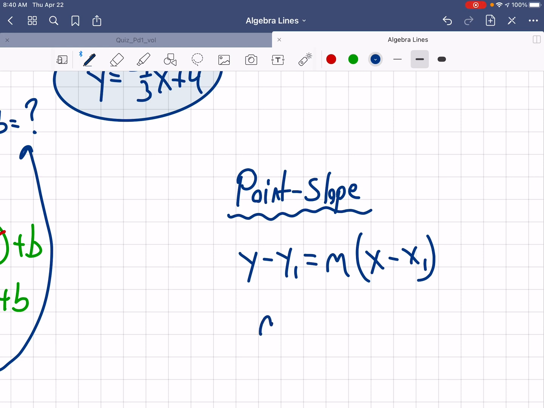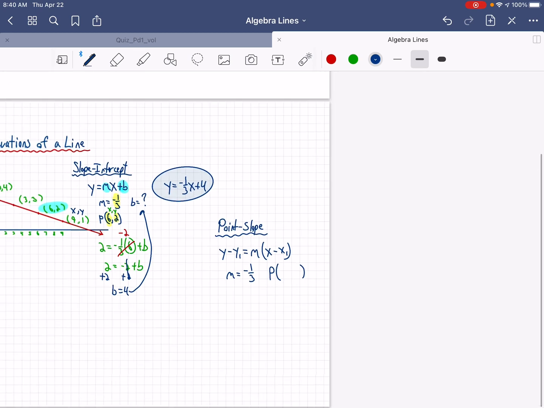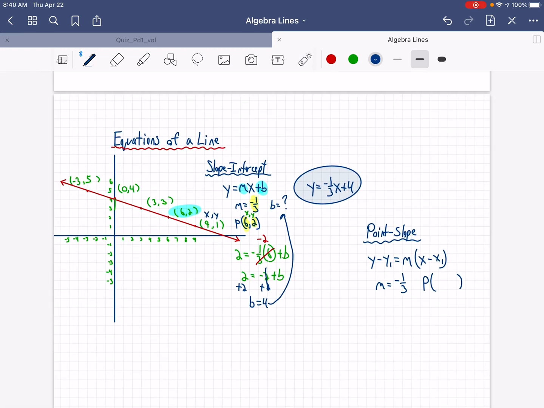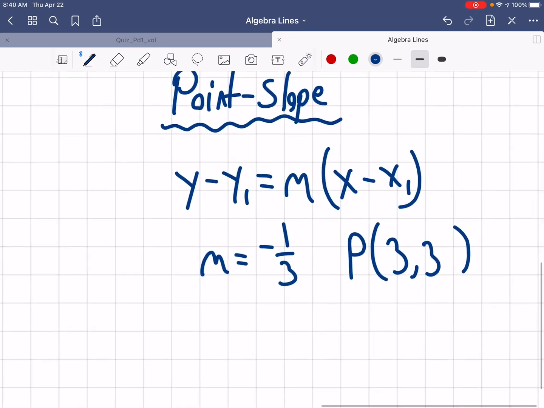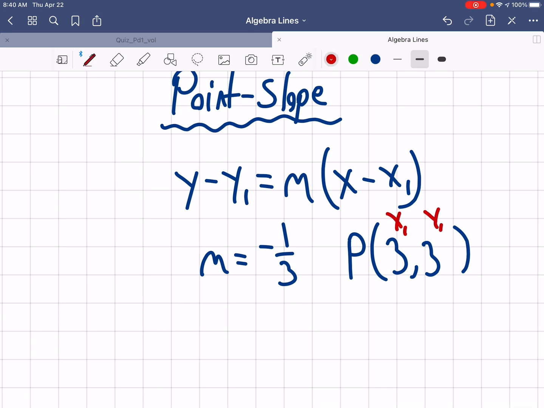So we know the slope, we found it already, equals -1/3. We have a point, we have a bunch of points. Okay, we can take any one of those points that are on that line. Let's use 3, 3. We haven't used 3, 3 yet. So in this case, this is x1, and then this is y1. So you substitute in, this guy goes here, and this one goes here.